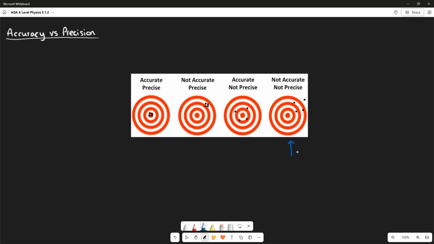This last one over here is a very poor experiment indeed. It's not precise, it's not accurate. It's not precise because it's very spread out, it's not being very repeatable, and it's not very accurate because the center of that grouping is quite far away from the true value. So that is accuracy and precision, and a talk about repeatability as well.